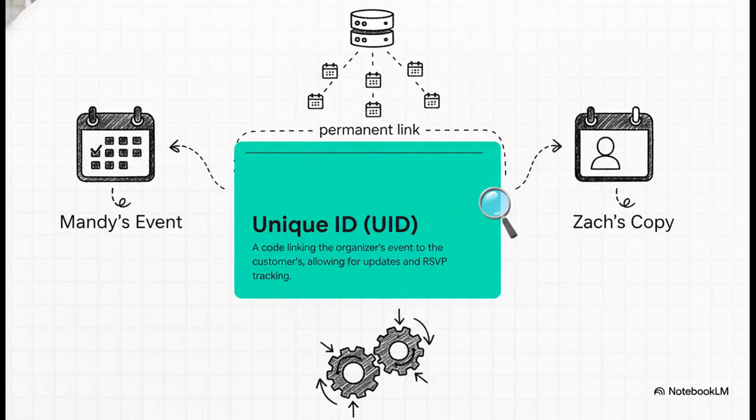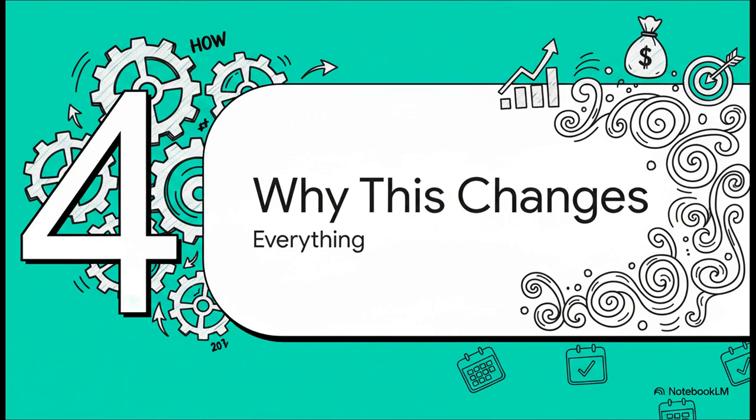The secret weapon holding all of this together is something called a unique ID, or UID. The easiest way to think about it is like a tracking number for a package, but for each specific invite. This unique code creates a permanent link between Mandy's original event and Zach's copy of it. It's how the server knows exactly which event to update and how to track each person's individual RSVP. So, understanding the how is cool, but the why is what makes this a real game changer for businesses.